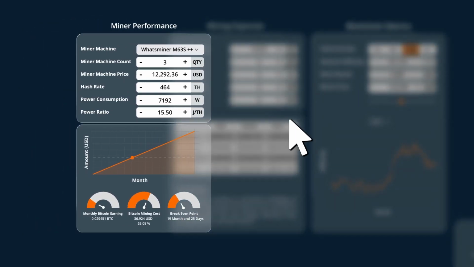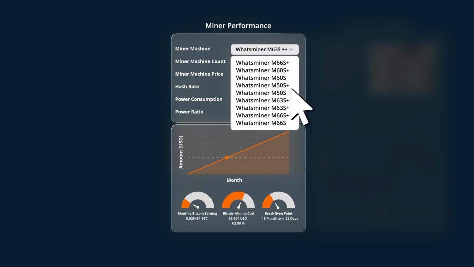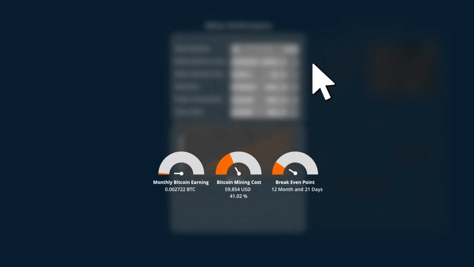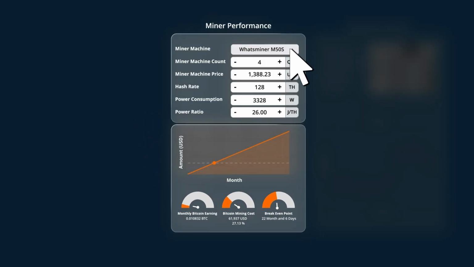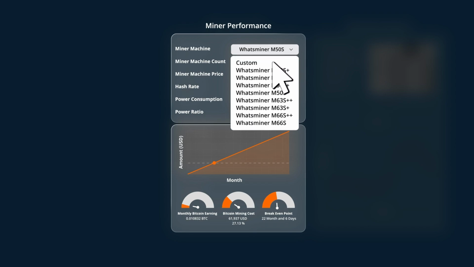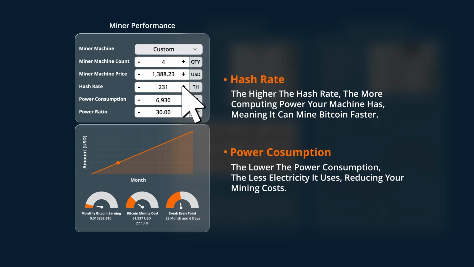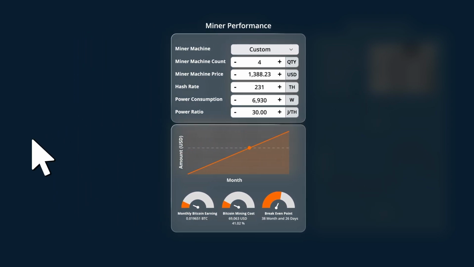In the miner performance section, you can select your mining machine from a drop-down list. Once you choose a model, the calculator will automatically fill in all its key specs. You can also adjust the number of mining machines you're using to see how scaling affects your overall profitability. If your miner isn't listed, you can switch to custom mode by entering the values manually. Entering either power consumption or power ratio is enough. The calculator will automatically calculate the other based on your hash rate.